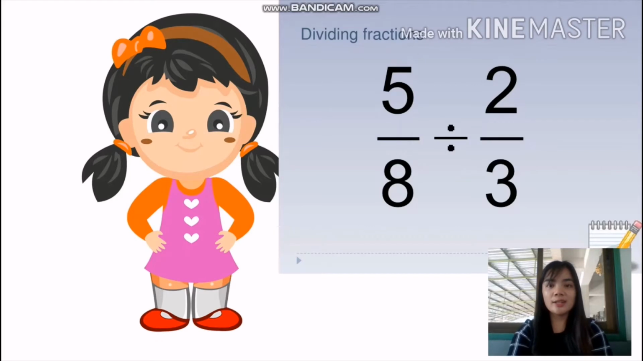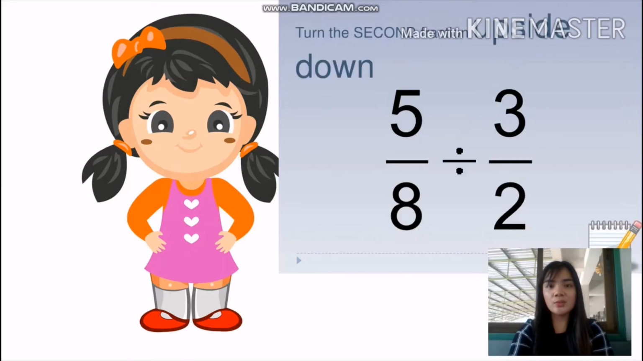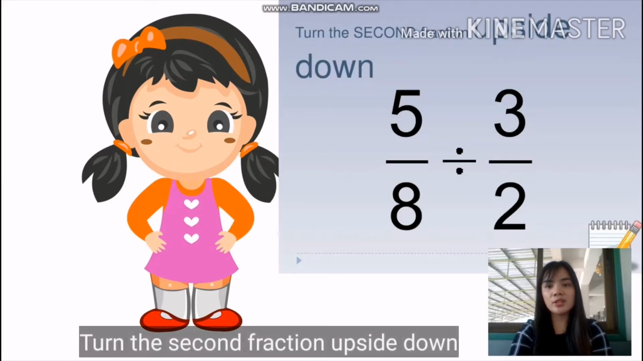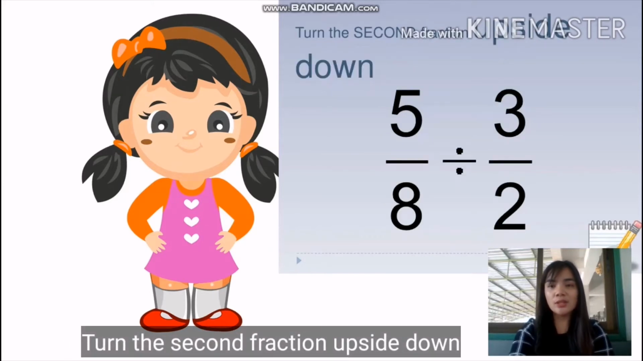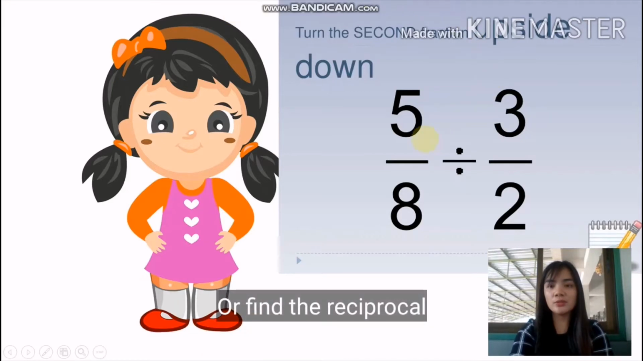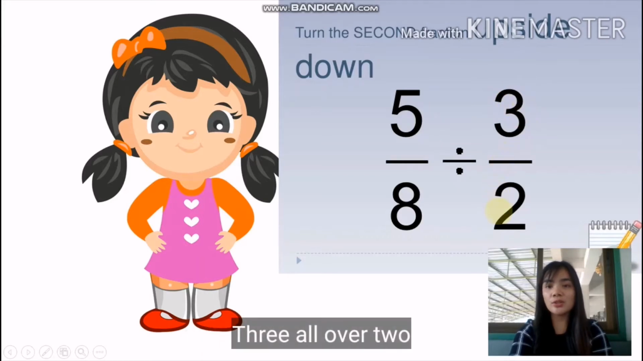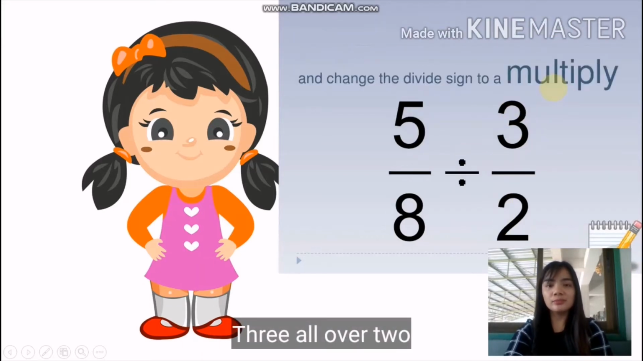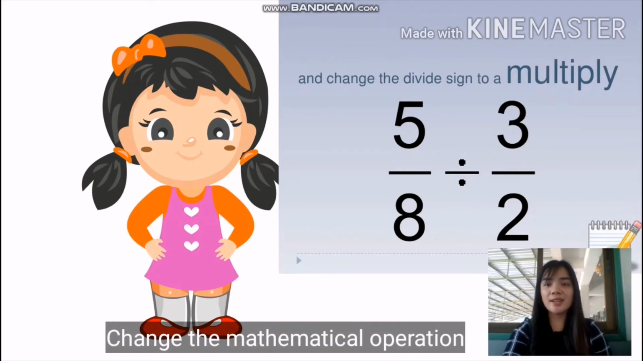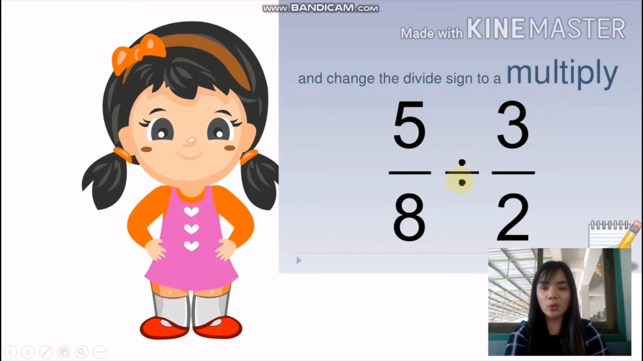We have here an example, 5/8 divided by 2/3. First thing to do, we need to turn the second fraction upside down. So we need to find the reciprocal of 2/3. What is the reciprocal of 2/3? It is 3 all over 2. Then change the divide sign to multiply. So we need to change the divide sign into multiplication.